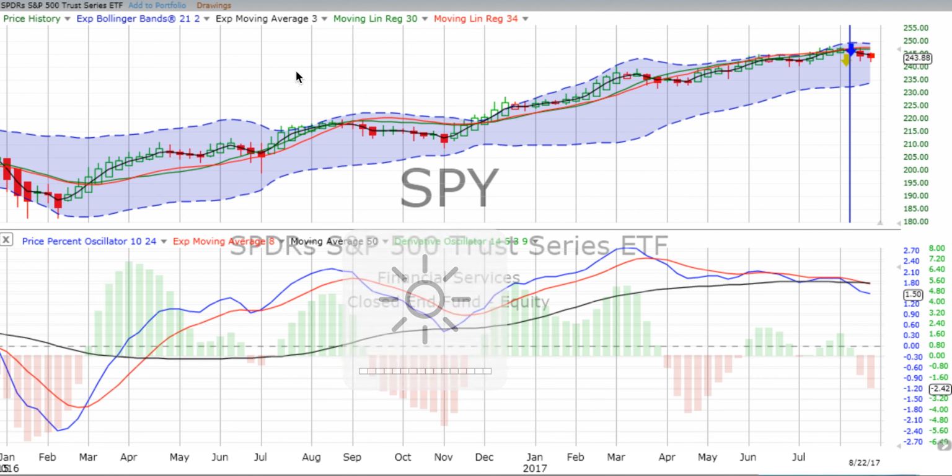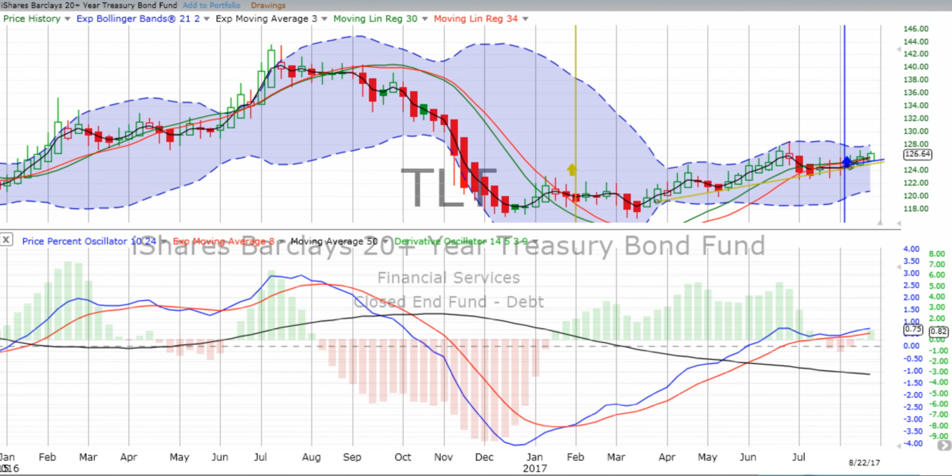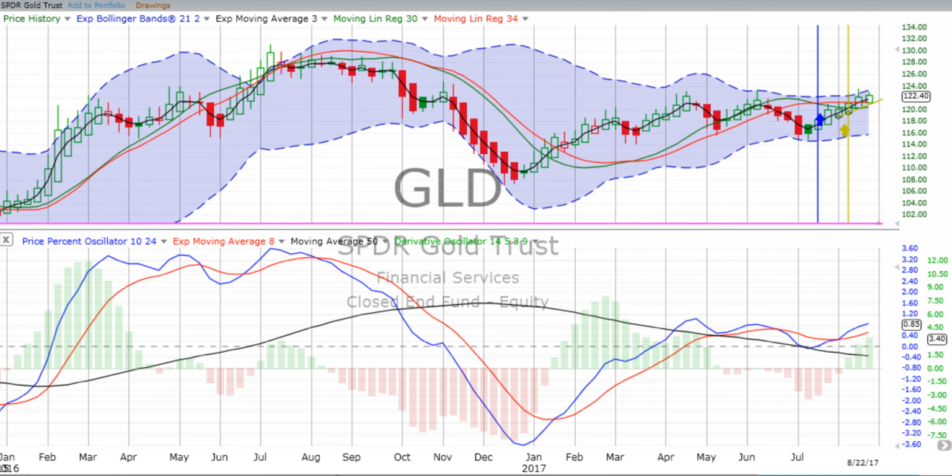Let's zoom into these charts, see what's going on. S&P 500 up for the day, 1.05%. The Qs, that's the Nasdaq 100, up a big 1.52%. We see that TLT, 20-year bonds, down 0.39%. Gold down 0.45%. Again, remember, we're in the summertime trading zone.